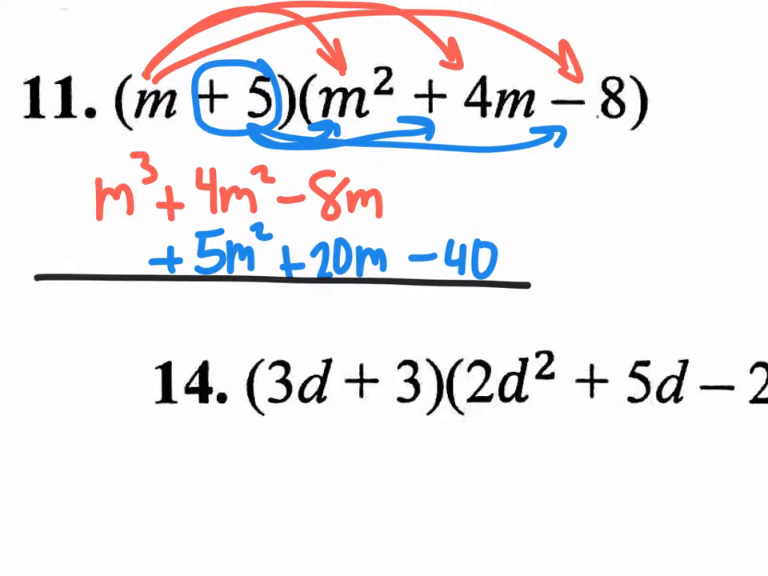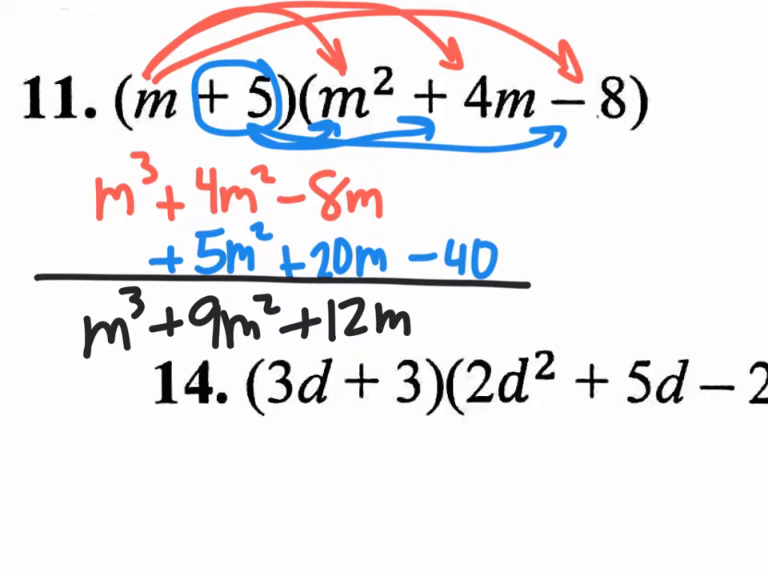And now it's really easy to combine like terms because I already lined them up. So the m to the third is my very first term. And then 4 plus 5 is 9 with an m squared. And then the next one, negative 8 plus 20, that's going to be a positive 12m. And at the very end, a minus 40. And that's your answer, right?